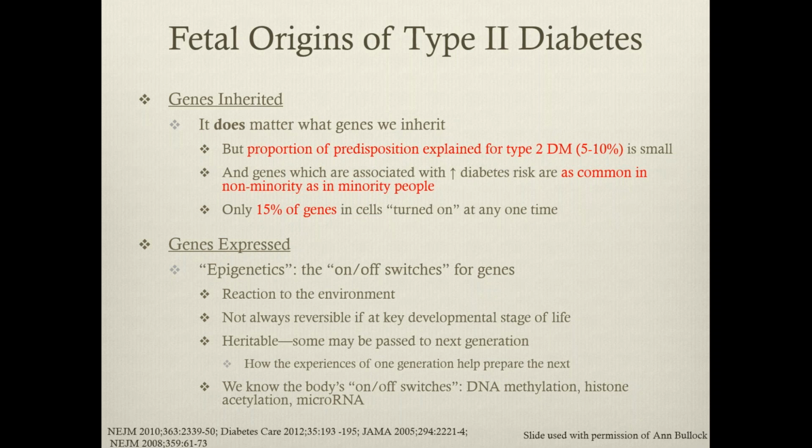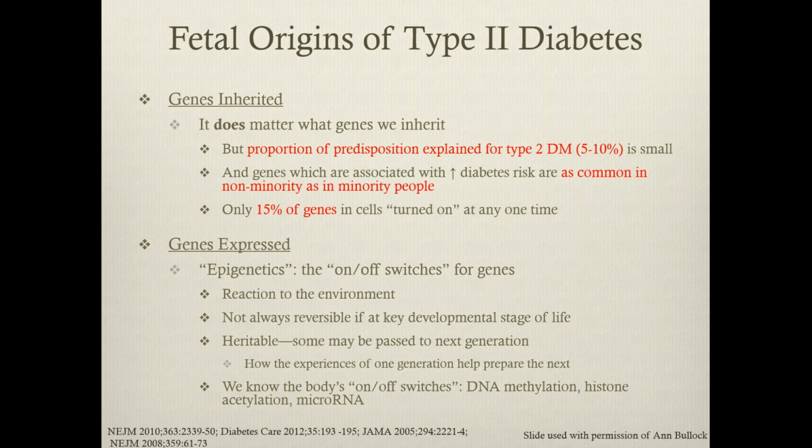Dr. Ann Bullock taught me that it does matter what genes we inherit, but the proportion of the predisposition for type 2 diabetes, for example, is very small, 5 to 10%. In addition, the genes associated with the risk are no different for different ethnic and racial minorities. And only 15% of these genes and cells can be turned on at any one time, which turns our attention to epigenetics. Again, there are a lot of people here with much more expertise in this area, so I'll leave the majority of that topic to them.